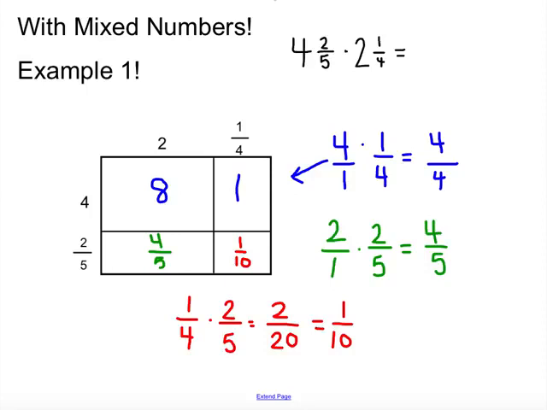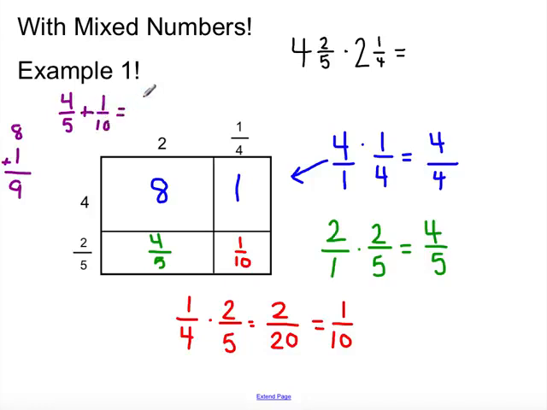And what I need to do is add all of these numbers together. So I have, I'll do it over here, 8 plus 1, and I get 9. And I know that I need to add my fractions together. So it's going to be easiest if I do 4/5, add those separately, plus 1/10.